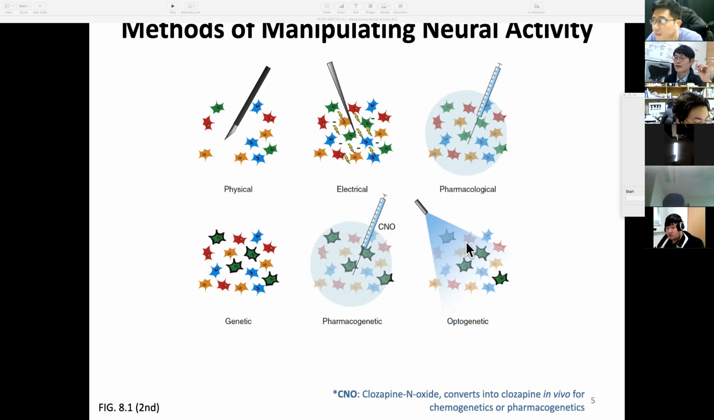Similarly, by using optogenetics, you can use light to elicit neural activity change only in these specific cell types. Here I put CNO, which is a drug used for pharmacogenetics or chemogenetics, and which is a precursor for clozapine in vivo.